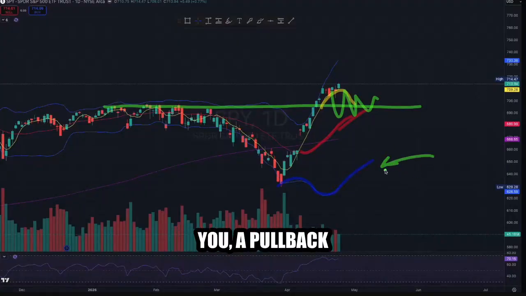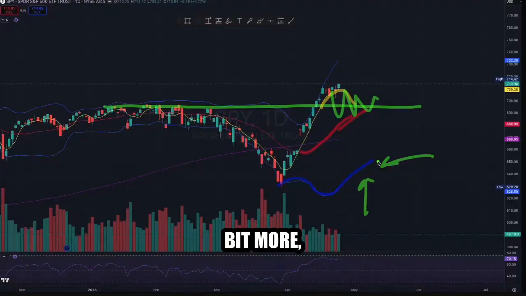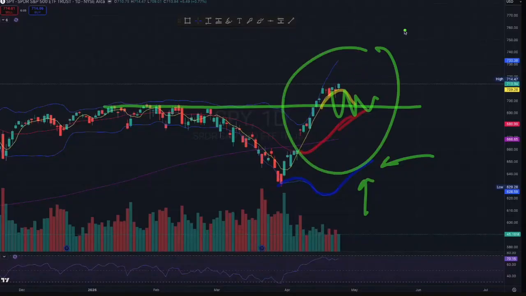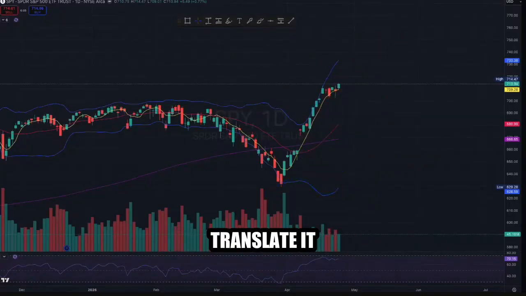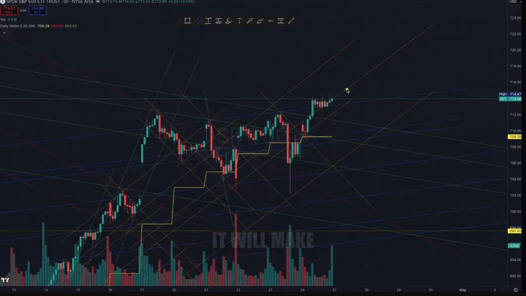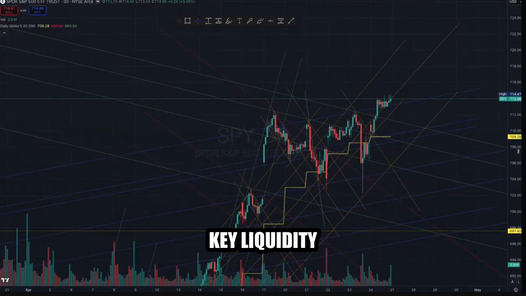And remember, as I told you, a pullback only happens when the bottom Bollinger starts trending up a little bit more. Right, so understanding this becomes very key for you, and when you translate it in a 30-minute chart, it will make more sense. Right, so there are lots of key liquidity here.